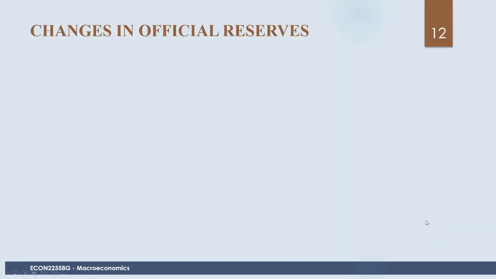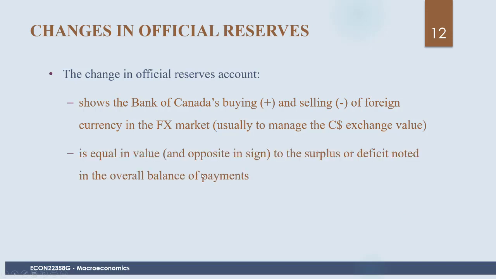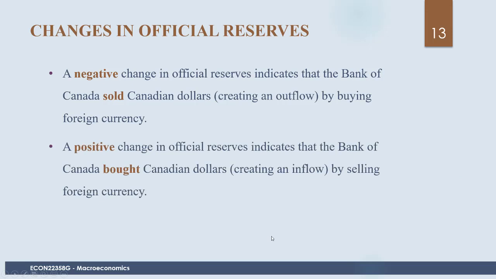So let's elaborate more on the changes in official reserves. The change in official reserves account shows the Bank of Canada's buying and selling of foreign currency in the foreign exchange market. And this is usually to manage the Canadian dollar's exchange value. And this is going to be equal in value and opposite sign to the surplus or deficit noted in the overall balance of payments. A negative change in official reserves indicates that the Bank of Canada sold Canadian dollars, creating an outflow by buying foreign currency, and a positive change in official reserves indicates that the Bank of Canada bought Canadian dollars, creating an inflow by selling foreign currency.